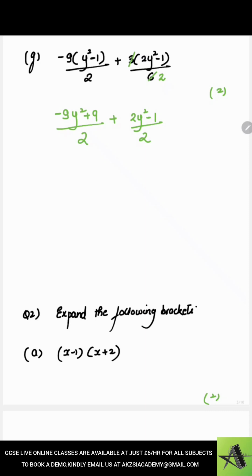Since they have the same denominator, I can combine the numerators. So the denominator is 2, and the numerator is minus 9y squared plus 9 plus 2y squared minus 1.